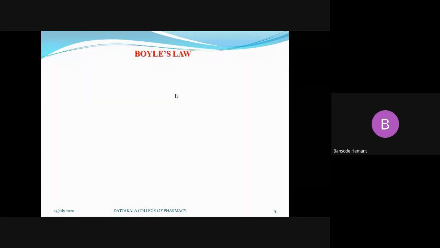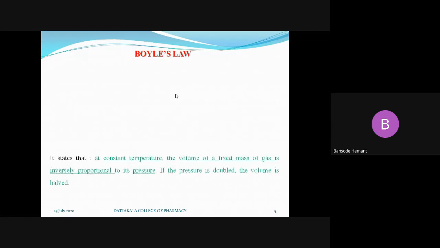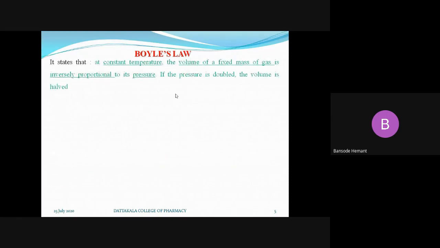The scientist Robert Boyle, in 1660, observed in his experimental work that the volume of gas changed with the change in the pressure. As the pressure was increased, the volume of that gas decreased. Throughout the experiment, he observed that the temperature was constant.